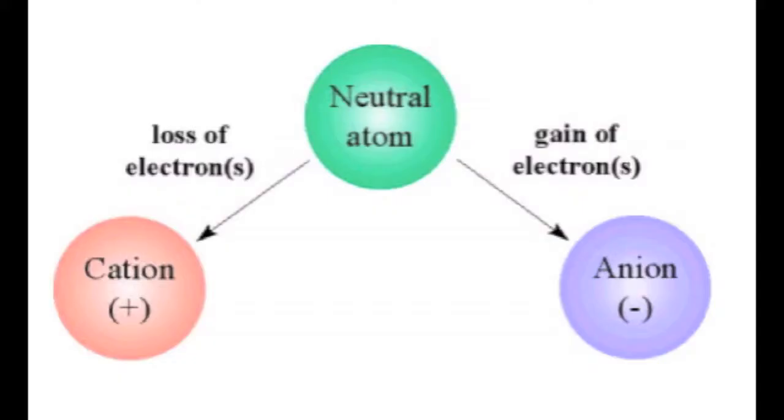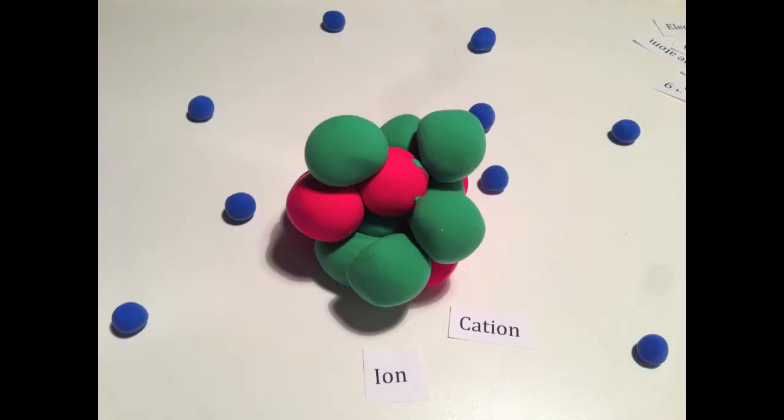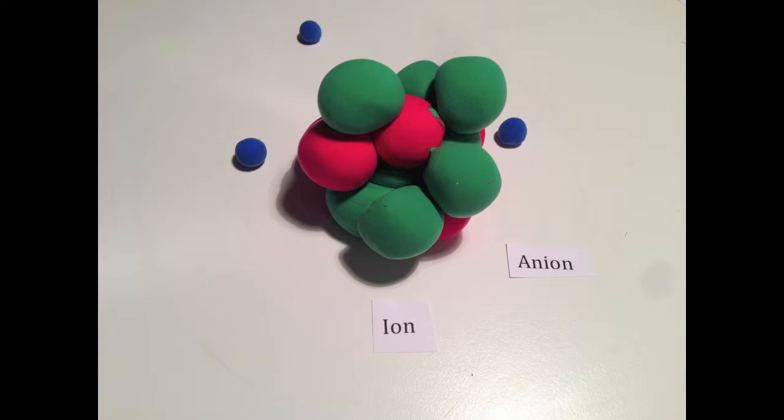Another possible variation to an atom is the number of electrons orbiting the nucleus. Ions are atoms that carry a positive charge or a negative charge because of a different number of electrons. Cations have a net positive charge, while anions have a net negative charge.